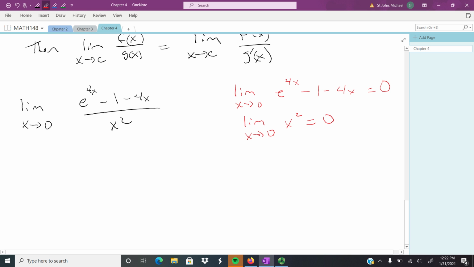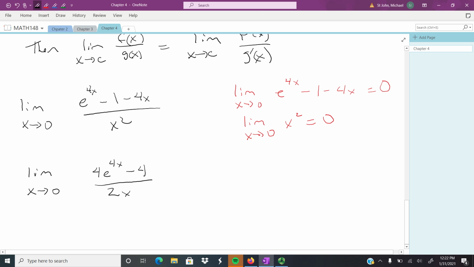So now the rule says, okay, take the derivative. And so we can take our derivative. So we want the limit of 4e to the 4x minus 4 over 2x. Okay? Well, if you look at this again, you should notice that if I do this for the top and bottom, both of those go to 0. Because e to the 0 is 1. 4 times 1 is 4. 4 minus 4 is 0. And then, of course, 2 times 0 is 0.